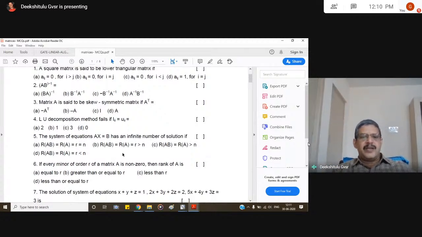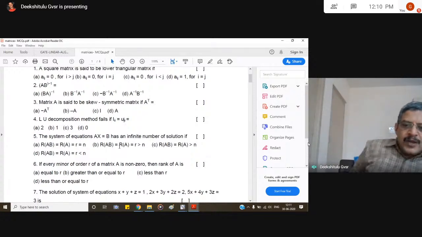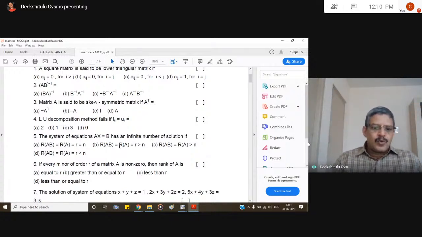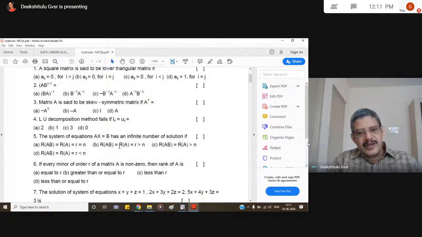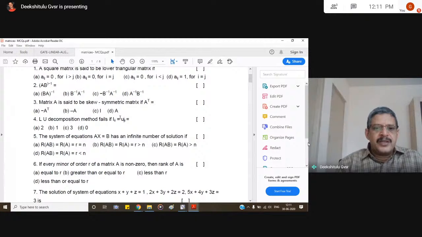The system of equations AX = B has an infinite number of solutions. I told you, don't throw away the theory questions, because you have less regard towards theoretical questions. You always feel like doing problems. But in GATE examinations, they straight away ask some theory questions also. This one is a theory question, this one is a theory question.